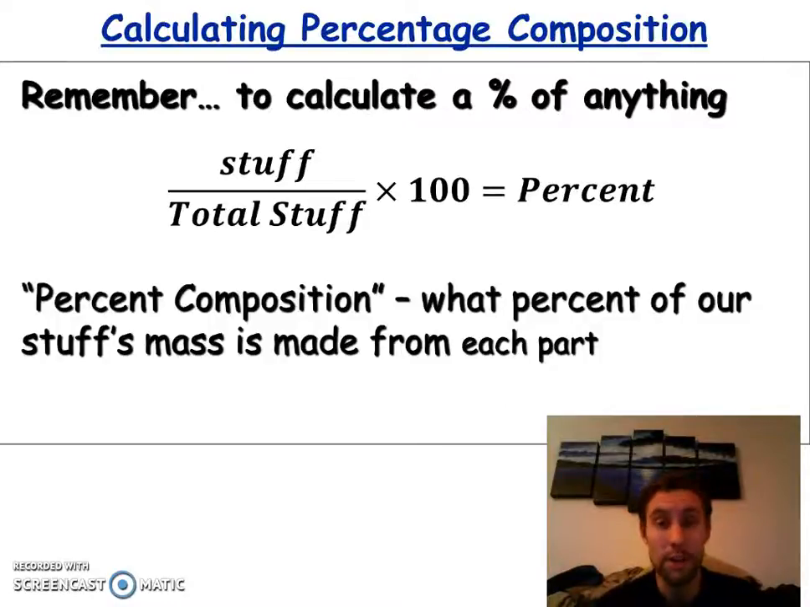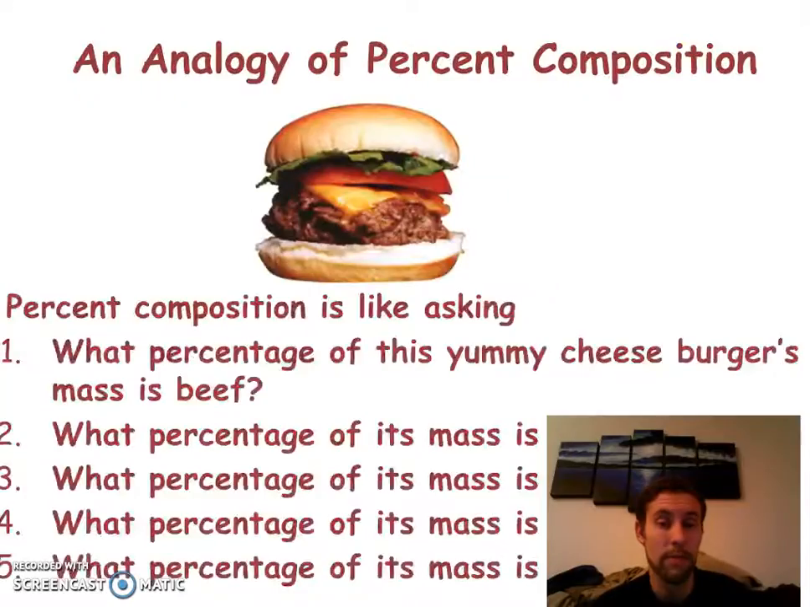So percent composition, you may write this down as a definition, is the percent of our stuff's mass that a part makes up. So if we're looking for the percent of chlorine in a compound, you take the chlorine's mass over the total mass of the compound times 100 to get the percent of chlorine. We're going to look at a fairly normal example, and we're going to talk about a weird example. We'll look at some chemistry examples.